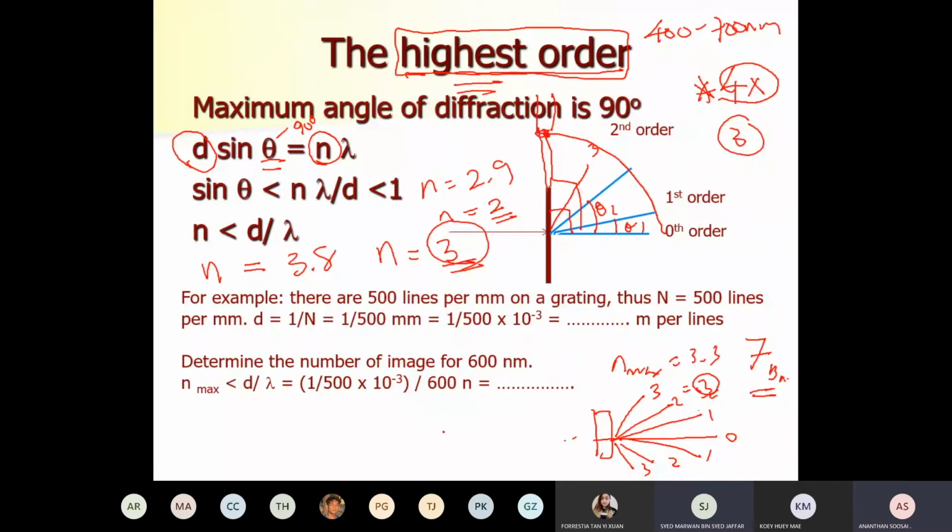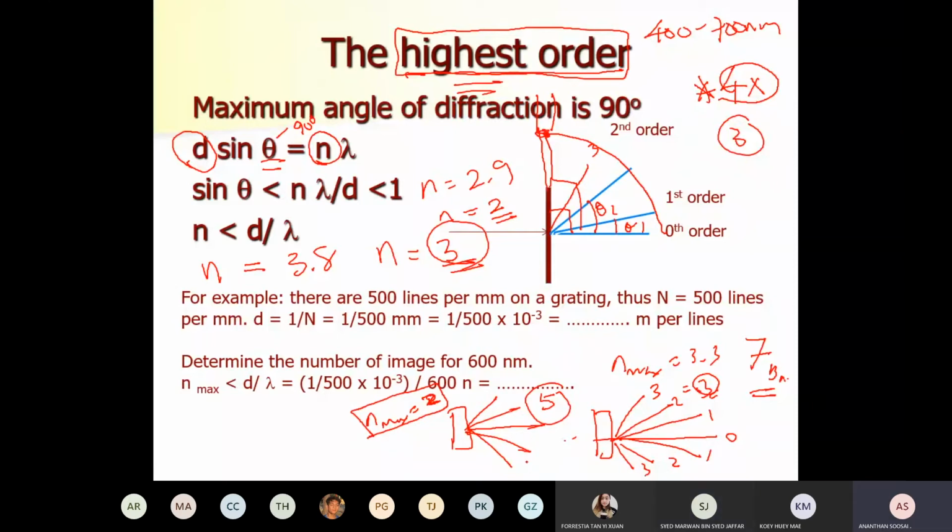Okay, if the maximum order is 2, if n max is 2, how many bright spots are you going to see on the screen? That means first order, second order, that's it. So how many do you have? Zeroth bright 1, first order, second order at the bottom. So all the bright spots you're going to observe on the screen is 5. 5 bright spots will be observed on the screen if the maximum order is 2. Okay, same thing. The maximum bright spots observed on the screen is n max times 2 plus 1.